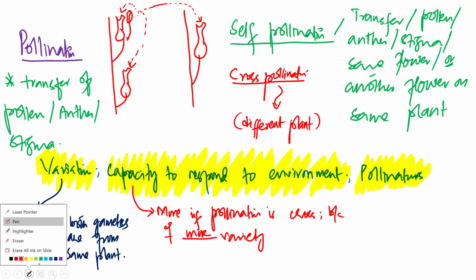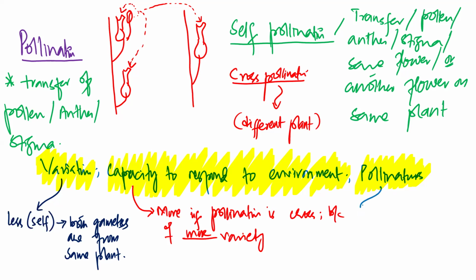And the third one, which one is more efficient? Self or cross? I guess self. Self is more efficient. Why? Because it does not depend on pollinators.